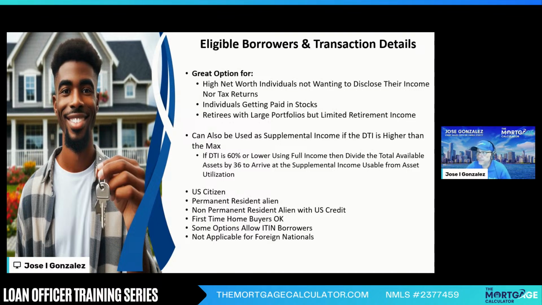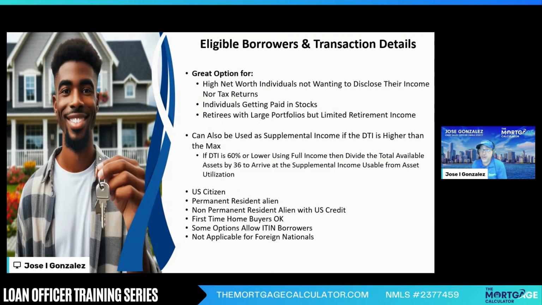Now, here's one that you may not always consider, but you could have retirees with large portfolios but limited retirement income. This is actually possible to be combined not just with non-QM, but actually there is a workaround for conventional loans when you have retirees or borrowers 62 years or older that have a very limited income, but they have a good net worth in their retirement account. You could actually add income via asset utilization to a Fannie or Freddie loan.